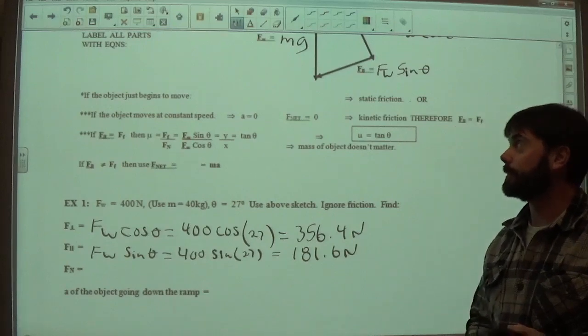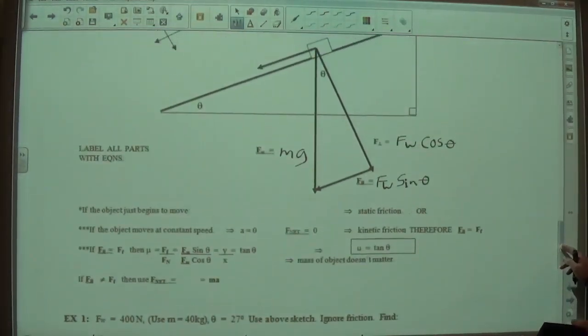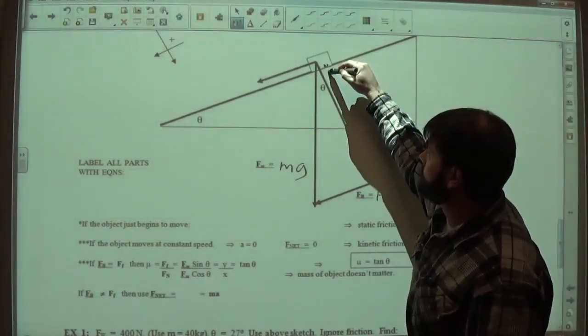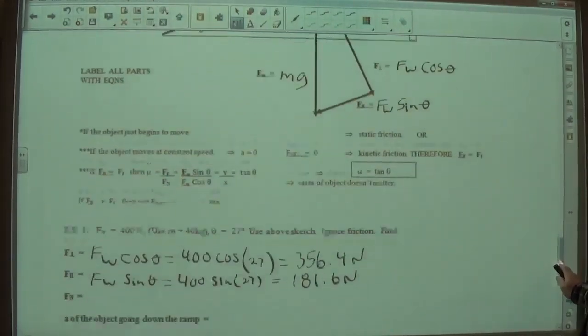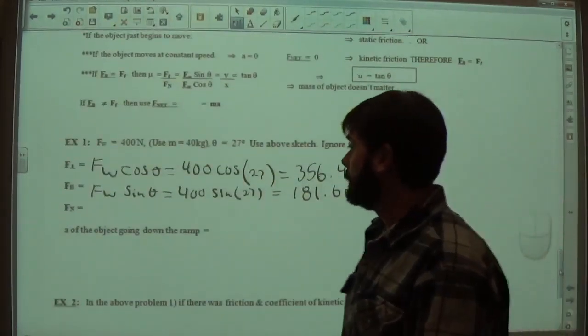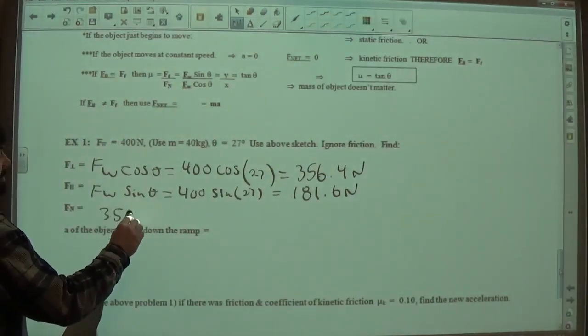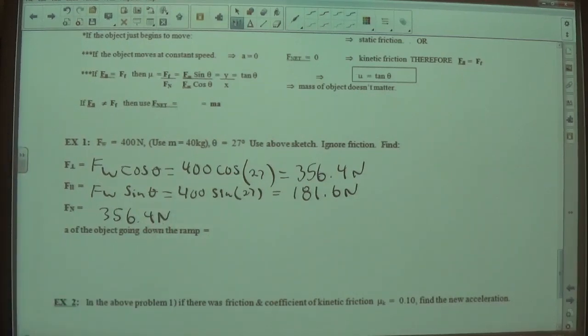And then they're asking us for the force normal. Well, the force normal in this situation would be the same as your force perpendicular, because remember, the normal force is always the force between the two surfaces, or the contact between the surfaces. So we really don't need to recalculate this. We just know that the force normal is equal to our force perpendicular. So this is our 356.4 newtons.